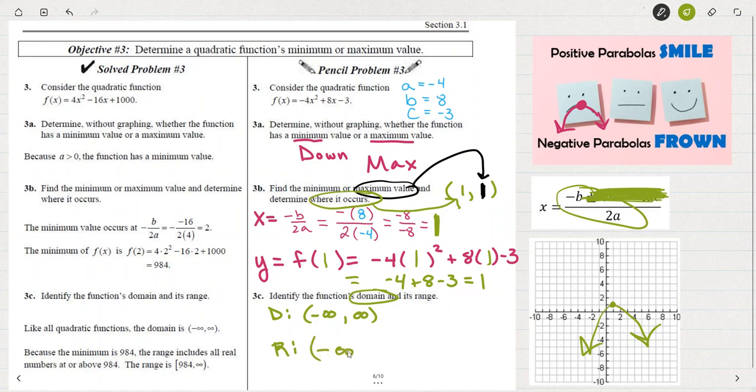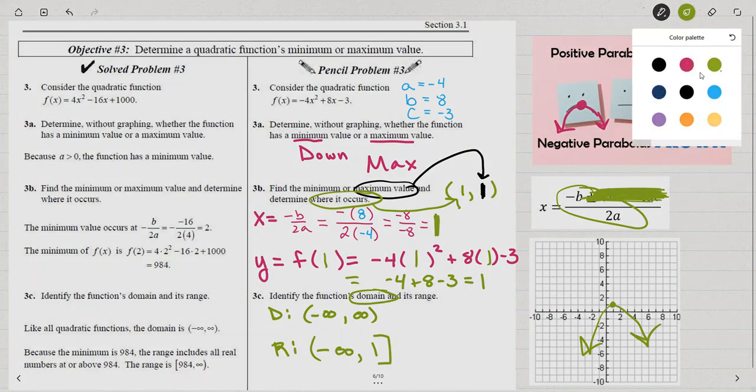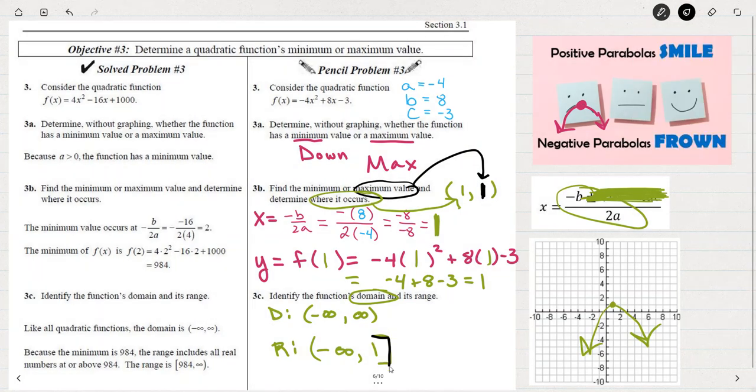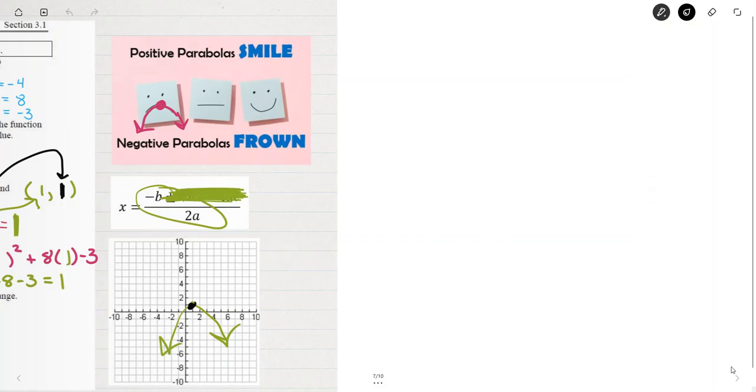You could go as low as you want because it continues to go down and down and down, but the highest y value is a 1, and I'm going to put a bracket around that 1 because 1 is included. So the range would be negative infinity to 1. Let's look at one last example here.